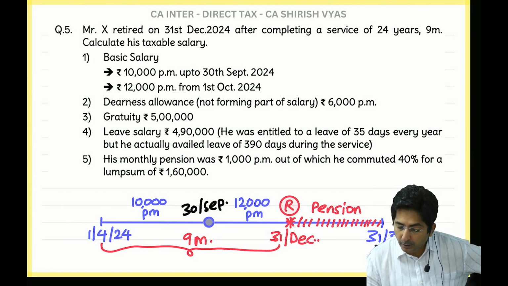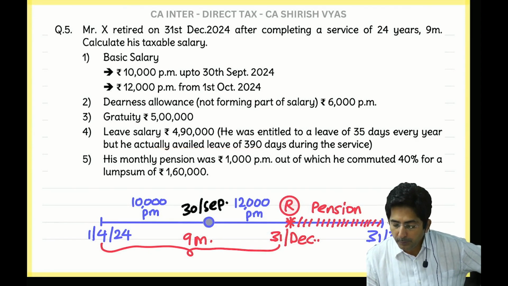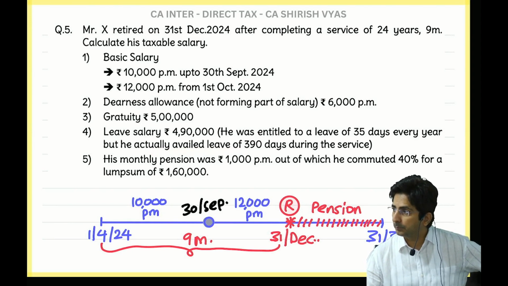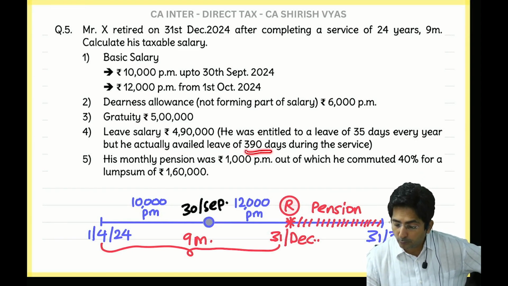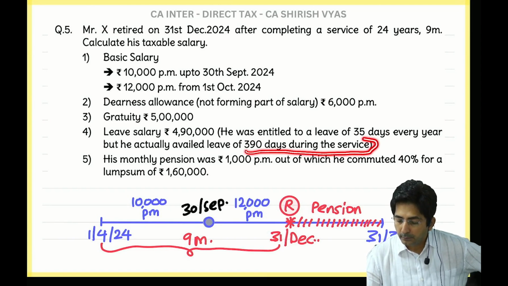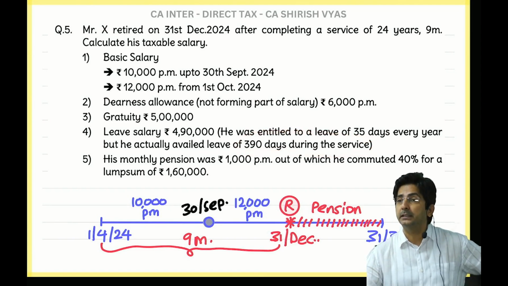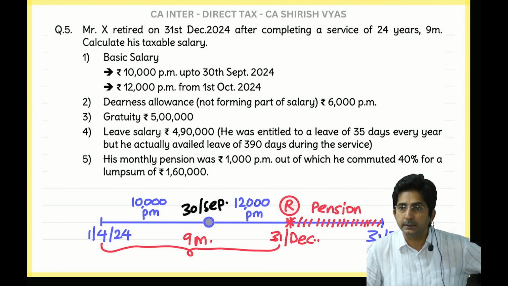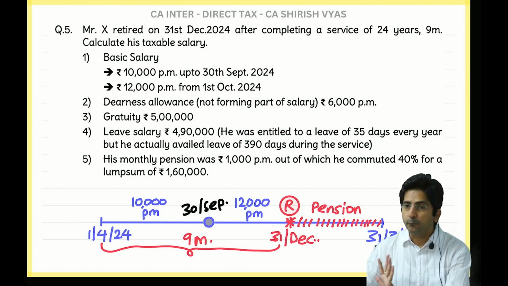But he actually availed 390 days. What do you mean by availed? Availed means used. So he has used 390 days. And this is a record of 1 year or full service. During his whole service he has taken 390 days holiday. And every year he was allowed 35 days. Okay. This is the information given in the question.